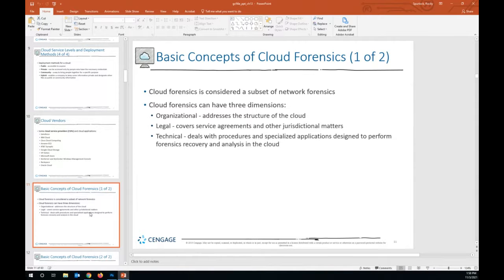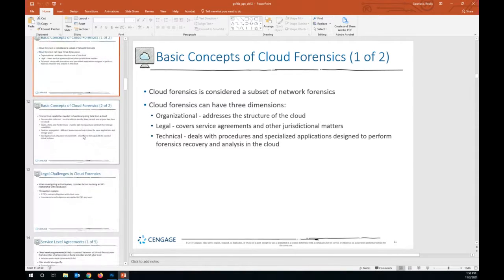Now, cloud forensics can be defined as simply applying digital forensics to cloud computing, and is considered a subset of network forensics. It can also have 3 dimensions. The article that you read in the book will reference this. Organizational, it addresses the structure of the cloud. Legal, it covers service agreements and other jurisdictional matters. And also technical, that deals with the procedures and specialized applications designed to perform the forensic recovery and analysis in the cloud.